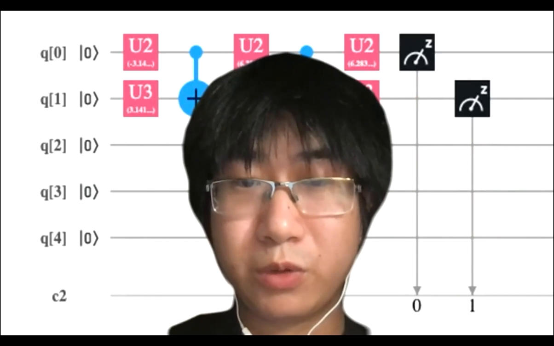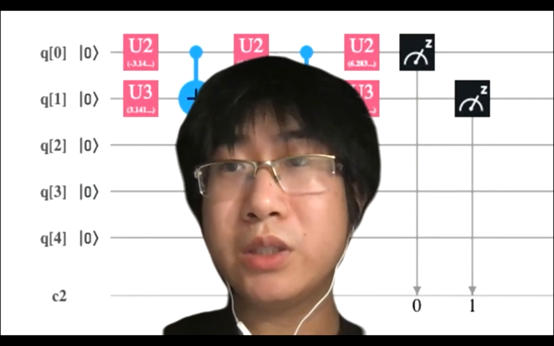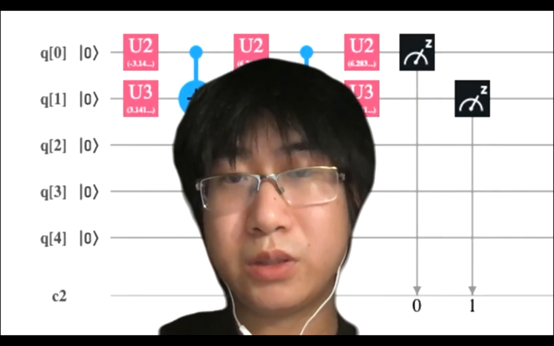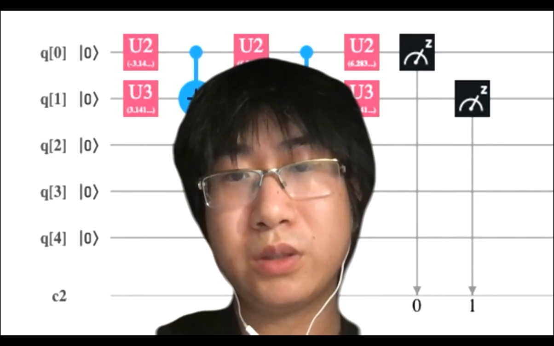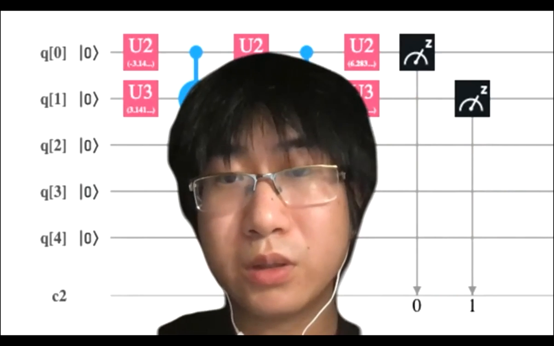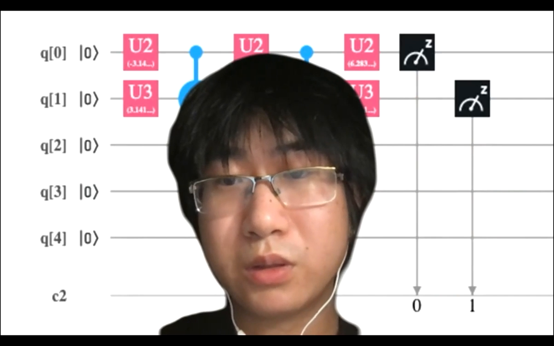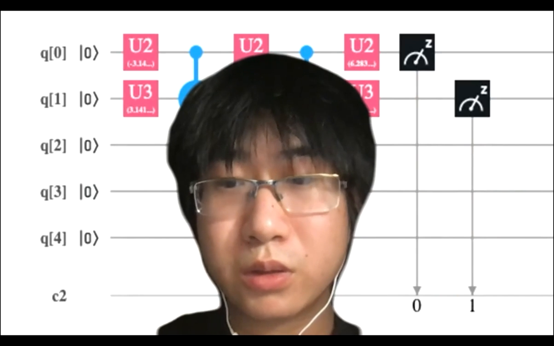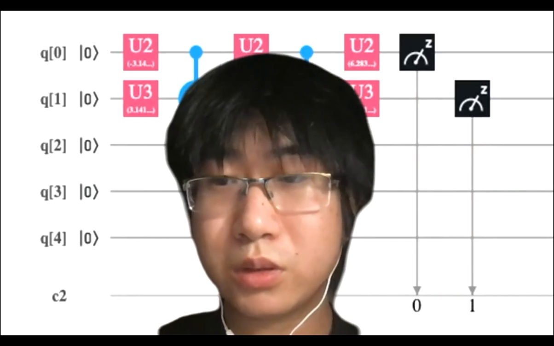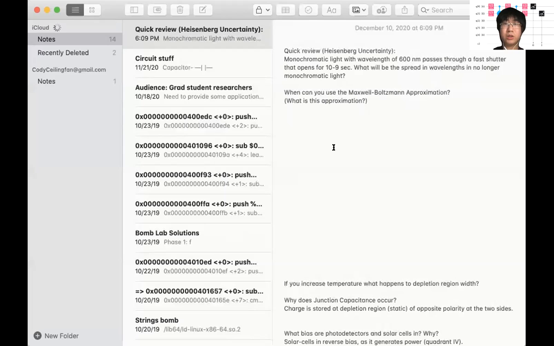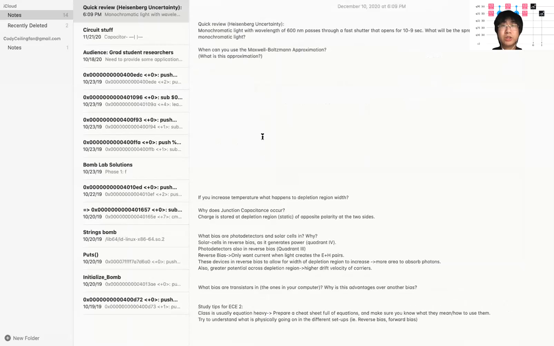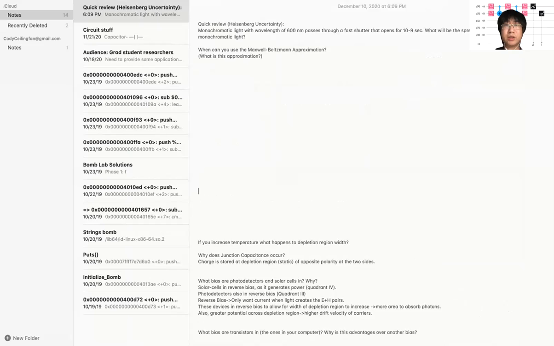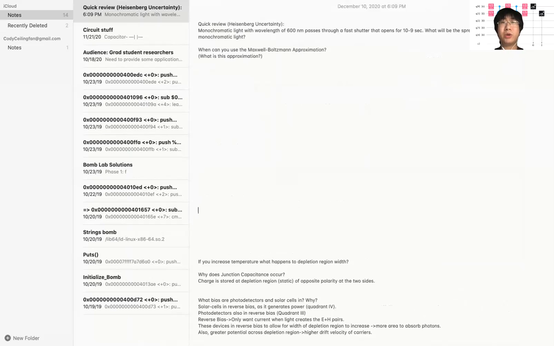So now we move on to the next question. The next question I wanted to ask you guys is, when can you use the Maxwell-Boltzmann approximation? Well, first of all, what is the Maxwell-Boltzmann approximation?